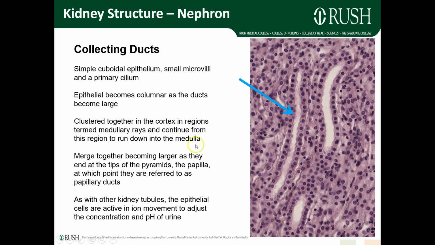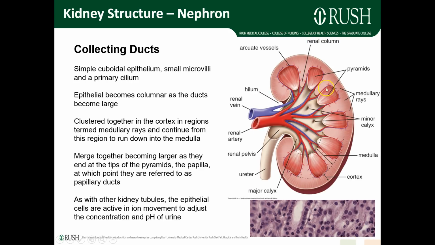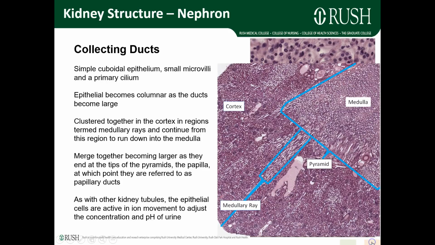So just to help you understand this portion here, this picture you have seen before, we refer to these portions here as medullary rays, and then they would eventually run into the medulla and then release their content, the urine, into the calyces here, and then that would eventually end up in the renal pelvis and then out.